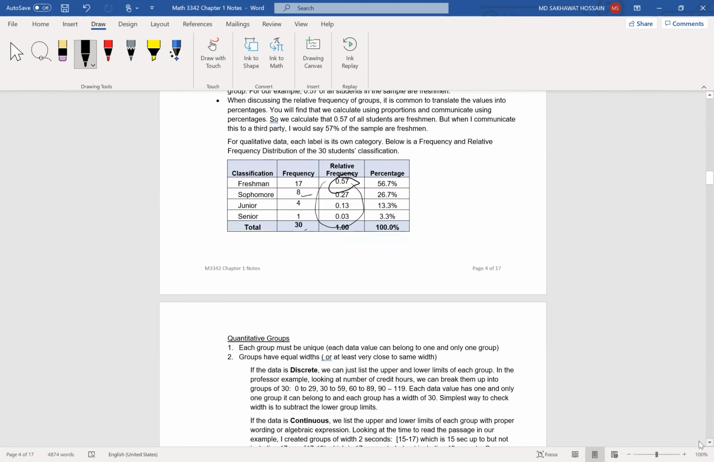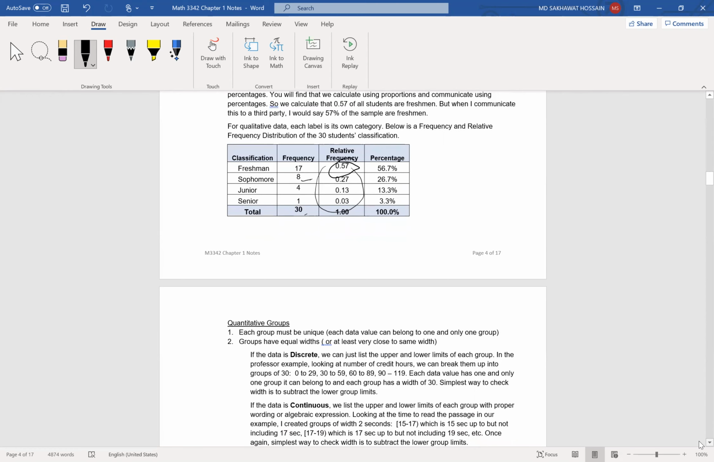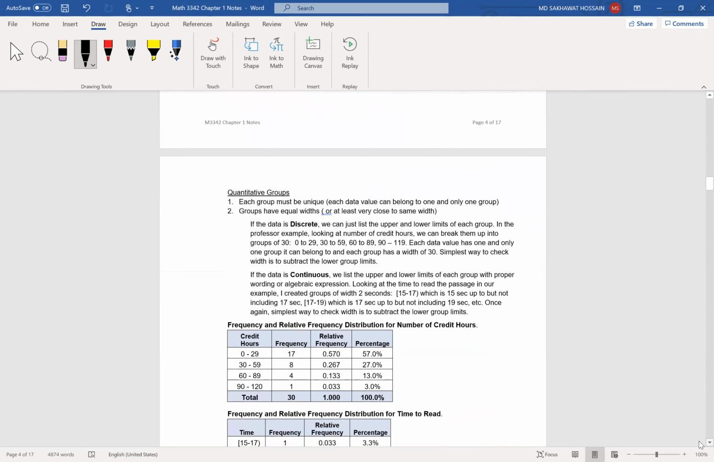So this is the representation of the qualitative data. Similarly, we can use a frequency table for quantitative data. Since quantitative data consists of numbers, we need to divide the numbers into different groups, and each group must be unique and groups have equal weight. For example, here we have a total of 4 groups.